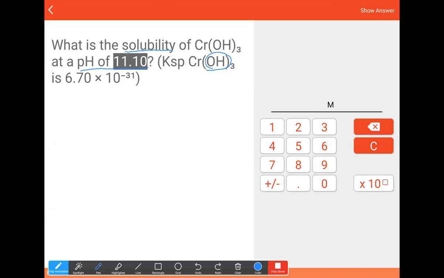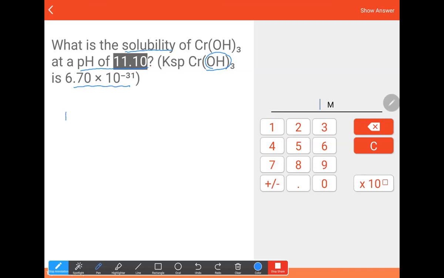Chromium hydroxide. So we first have to figure out what is the concentration of this common ion, knowing the pH, and then we can solve for our solubility with the common ion in it. And again, we're given KSP, which is very small, so we can use that X as small approximation. Okay, so first thing we need to do is figure out what is the OH minus concentration.